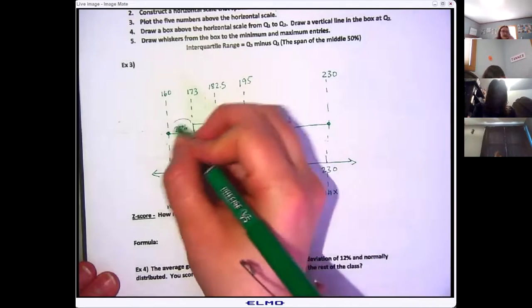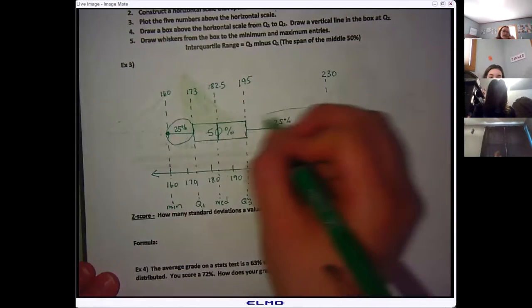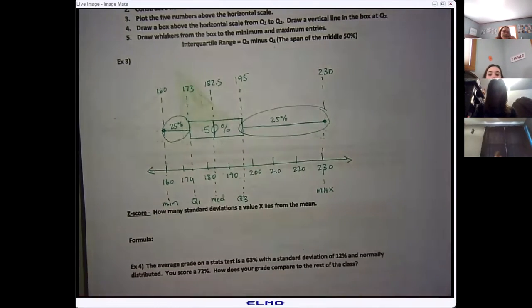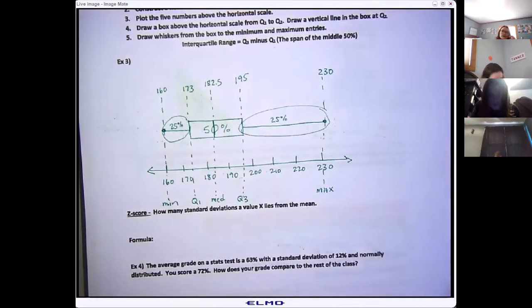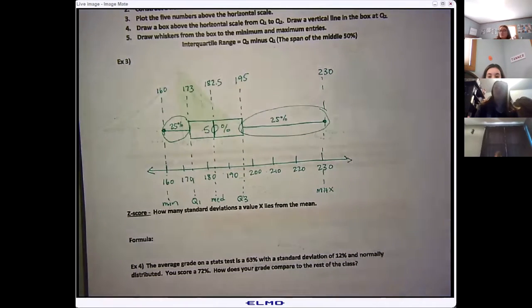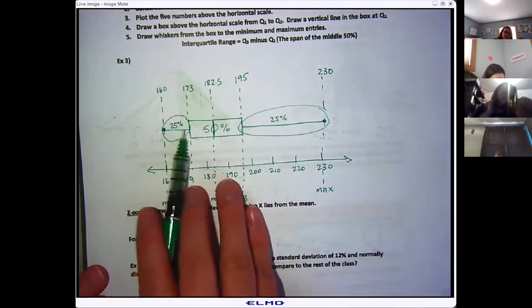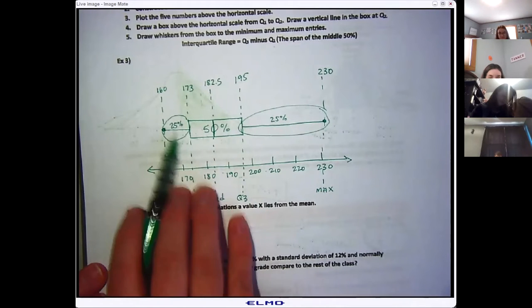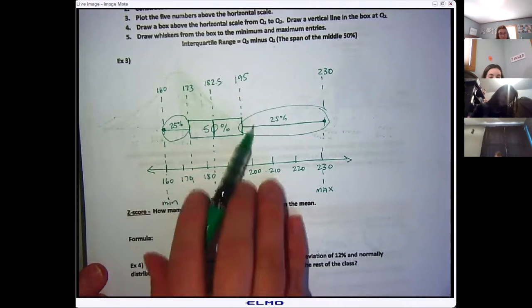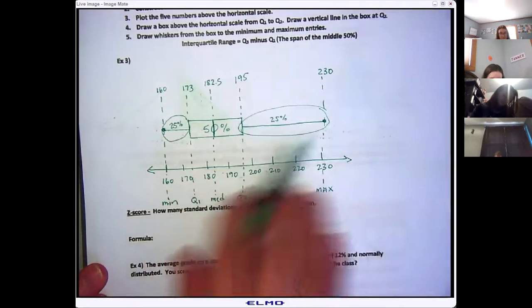Are there the same amount of presidents in this area as in this area? No. Oh, wait, yeah, because they're both 25%. Yep, they just cover different ranges. Exactly. Good, Megan. So what Megan just said is, first she said no, because one looks way bigger than the other, right? But they're both 25%. It's just that more dudes are crammed into here than in this area, okay?